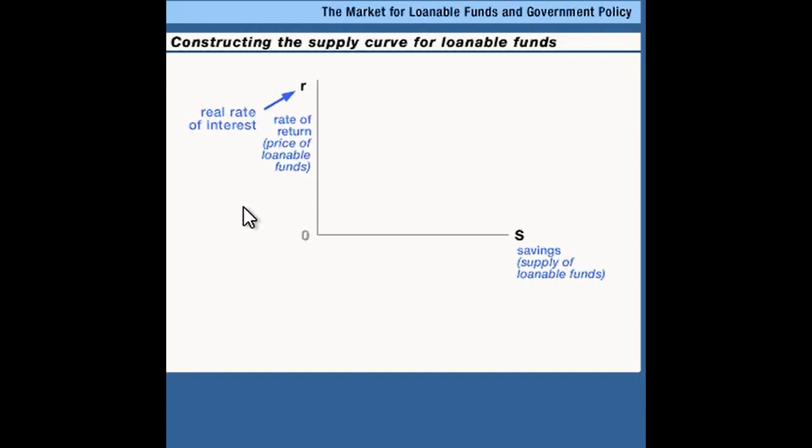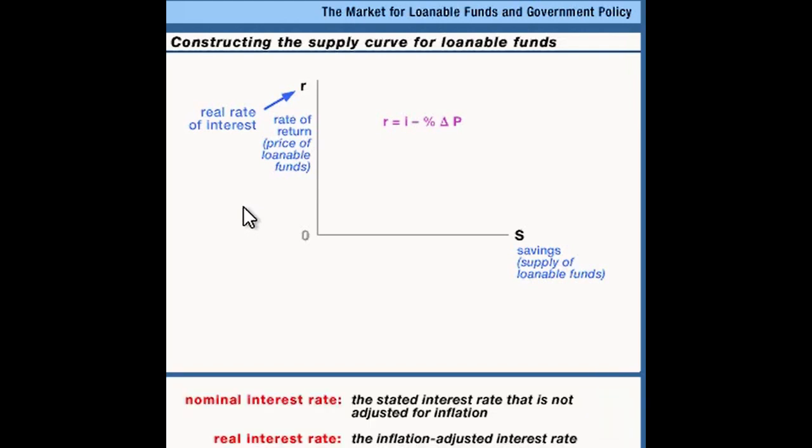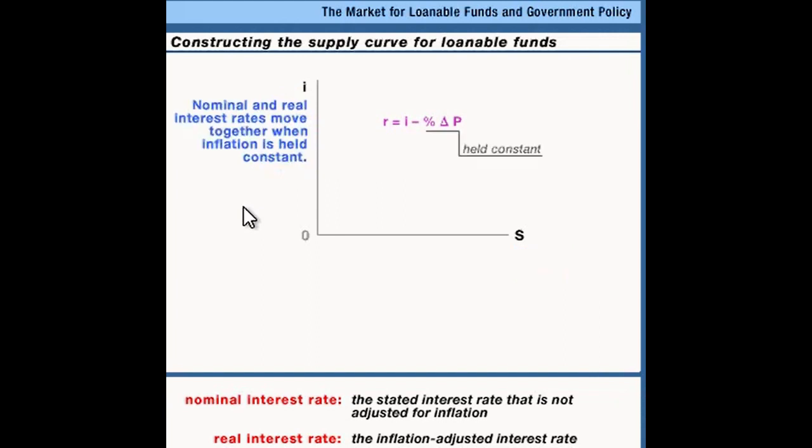But as you'll recall, the real rate of interest is equal to the nominal rate of interest, what the bank pays, minus the rate of inflation. Therefore, if we hold the rate of inflation constant, the real rate of interest moves exactly 1 for 1 with the nominal rate of interest. So I can draw people's savings decision as a function of what the bank is paying them on their savings accounts. Now, let's think then about the behavior of savers.